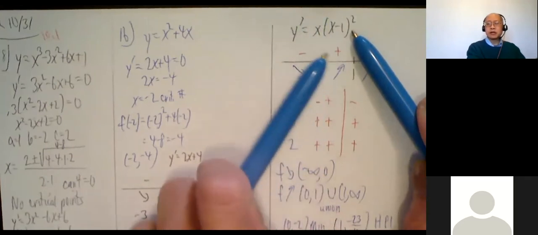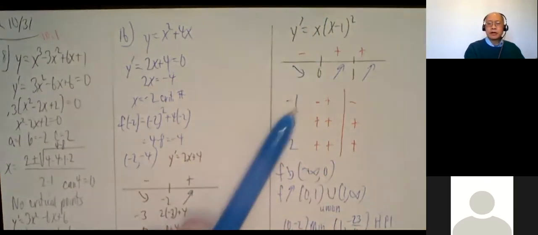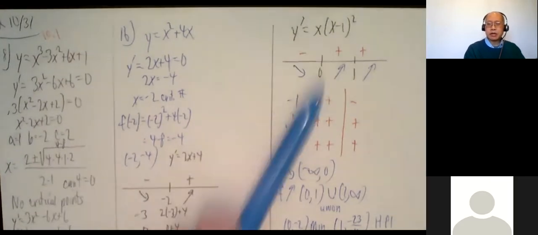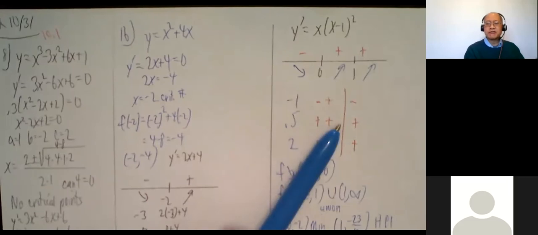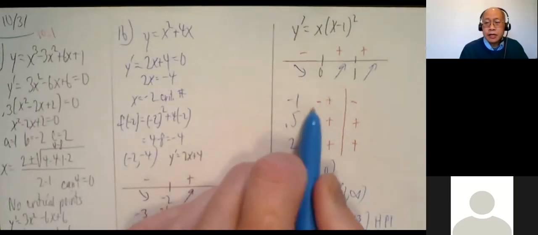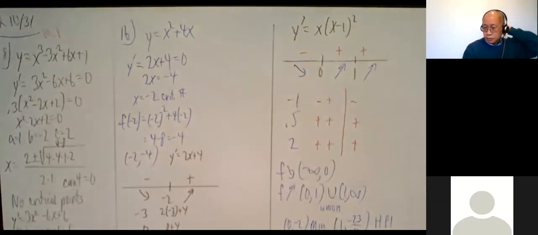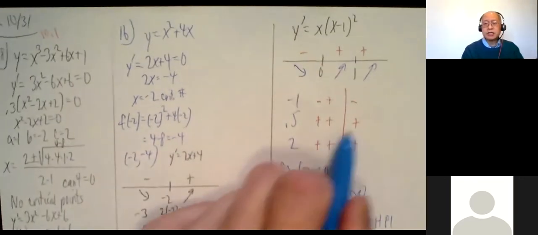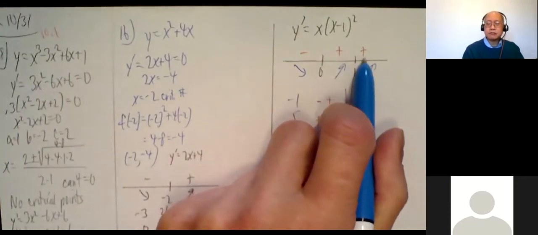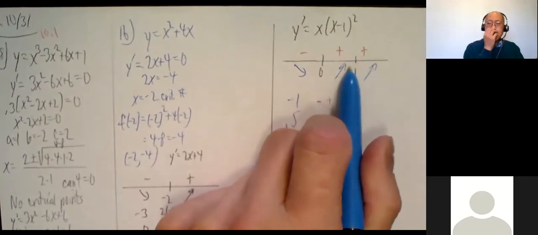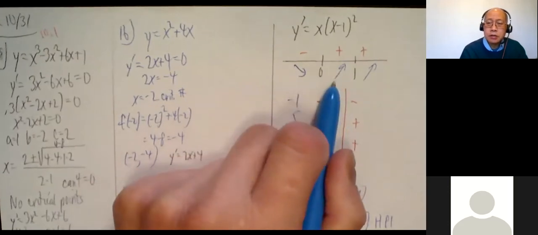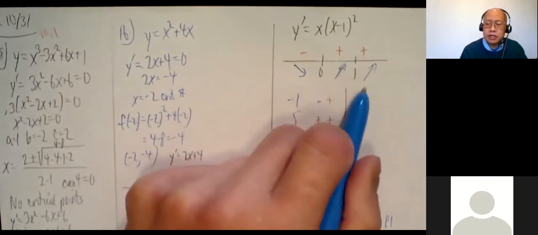So the sign is completely determined by this. Well, -1 is negative, 0.5 is positive, and 2 is positive. So negative, positive, positive. Okay, negative times a positive, negative. Positive times a positive, positive. Positive times a positive, positive. Negative derivative, decreasing. Positive derivative, increasing, increasing.